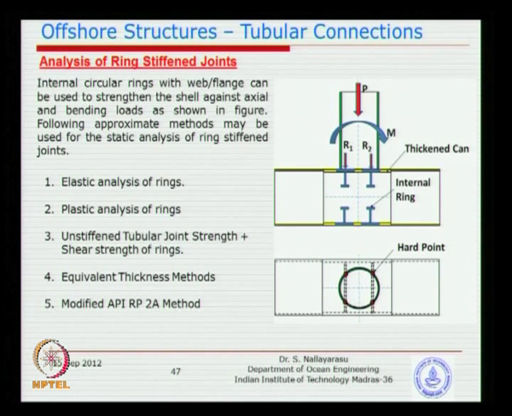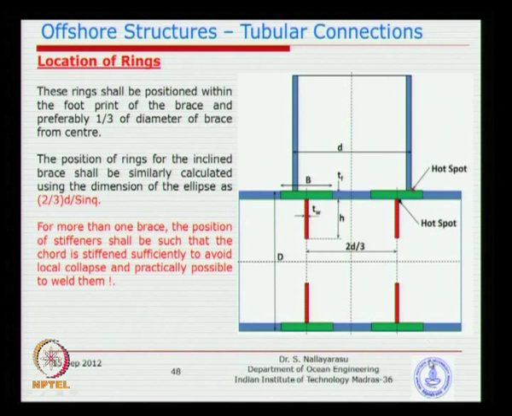So that is where the load will jump, because that is where the stiffness is higher. So you should always provide it within the perimeter of the brace, and typically in practice about 2/3 of the diameter. If the brace is inclined, accordingly you have to calculate the elliptical dimension and then provide it.